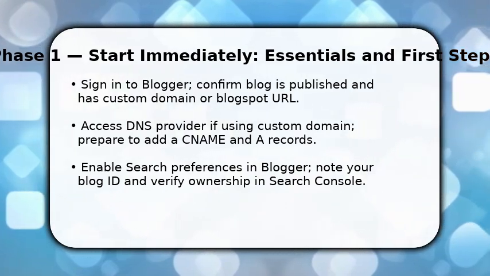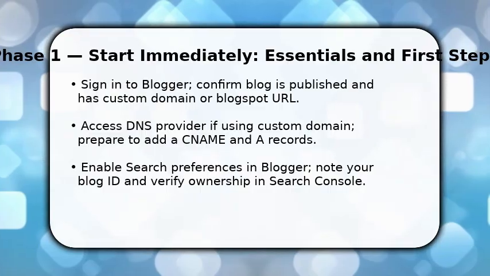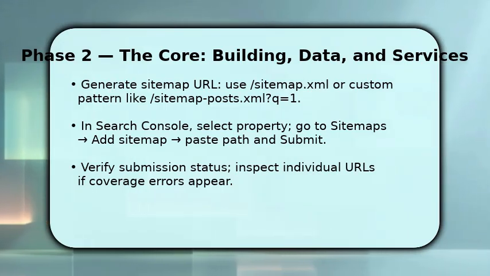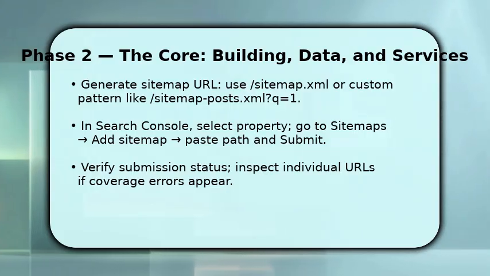Next, construct the sitemap path that matches Blogger output. For standard blogs, try sitemap.xml or the posts-only feed like sitemap-posts.xml?q=1. Then open Search Console, select your site, and go to Sitemaps. Paste that path and hit Submit.